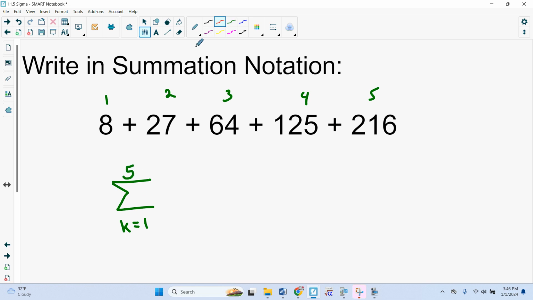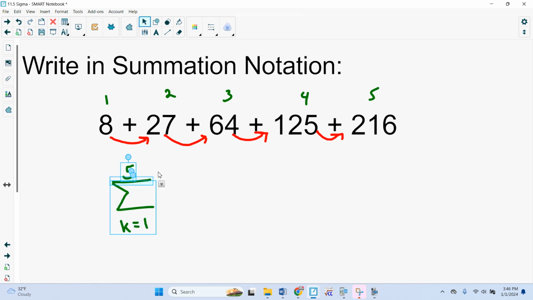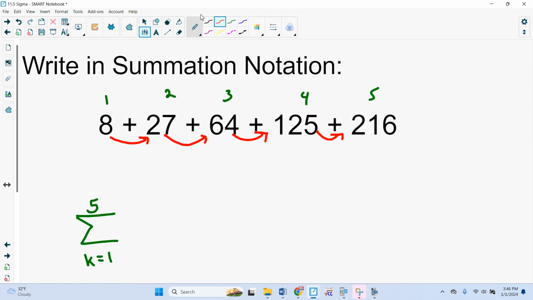Now we need to figure out the formula. This is a little bit harder, because what we are doing to get the next term is not as obvious. Hopefully, as you look at these, you recognize those numbers. Maybe you recognize that 8 is 2 cubed, 27 is 3 cubed, 64 is 4 cubed, 125 is 5 cubed, and 216 is 6 cubed.